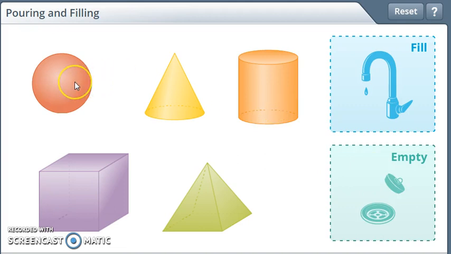Now we're going to discover the volume of a sphere. So again, I'm going to fill in the cone. And I'm going to dump the cone into the sphere. You'll see that a cone fills in half the sphere. I'll fill in one more cone. And we will dump that into the sphere again. Okay, you'll notice it took 2 cones to fill in the sphere.